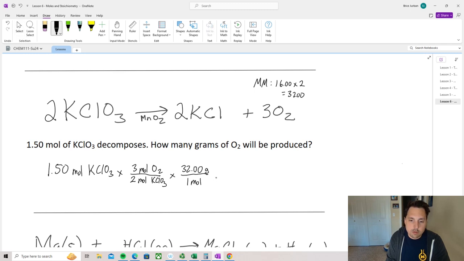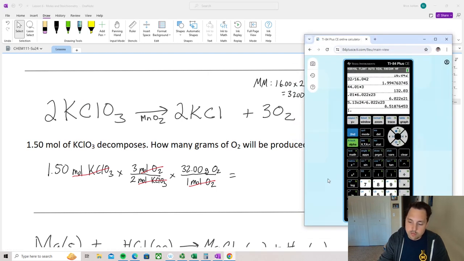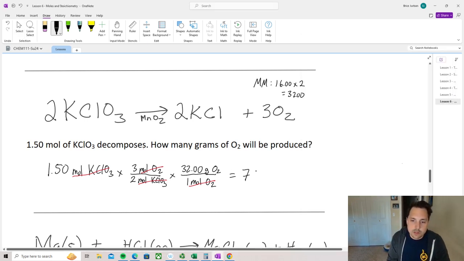Let me write it out fully like this: grams of O2 per 1 mole of O2. All right, before we do the calculation here, we can see that everything will cancel out except for grams of O2, which is what I was trying to solve for. So let's pull out our calculator, 1.5 times 3, and then I need to divide by 2 because it's on the bottom there, and then I need to multiply by 32 because it's on top. I could also multiply everything that's on the top first and then divide by everything on the bottom. So we're going to get the same answer of 72.